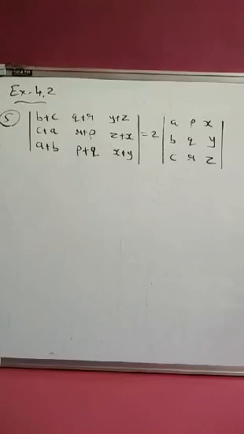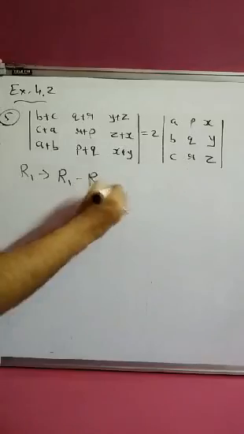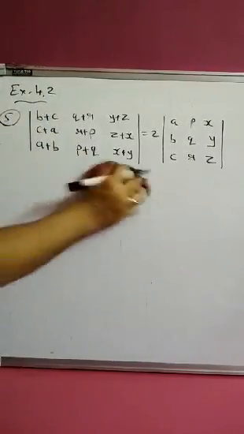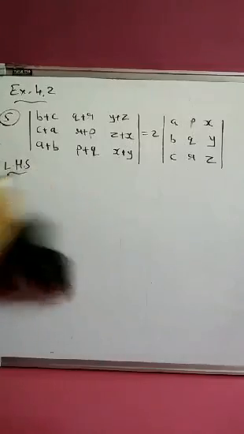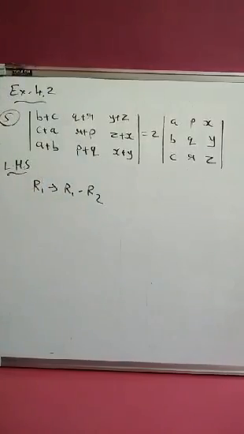How are we going to do that? First of all, you do R1 as R1 minus R2. I will just tell you all the steps. You do row 1 as row 1 minus row 2. This is your first step in the LHS. In the LHS, in row 1 you are going to do row 1 minus row 2. Okay, so what answer are you going to get?